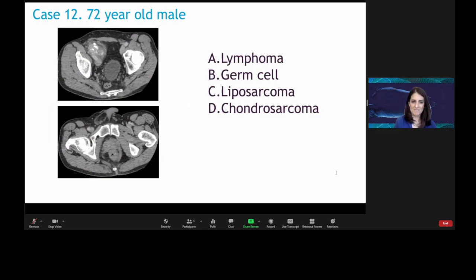72-year-old male this time, with a mass with coarse calcifications on the anterior margin of the right external iliac vessels. I've also shown you an image of the inguinal region, and that's not an accidental image. So that really shows you a key feature that clinches the diagnosis. So this isn't one of these cases where I'm asking for a most likely diagnosis. It really is, what is the diagnosis based on this scan? Is it lymphoma, germ cell, liposarcoma, or chondrosarcoma? So vote now.